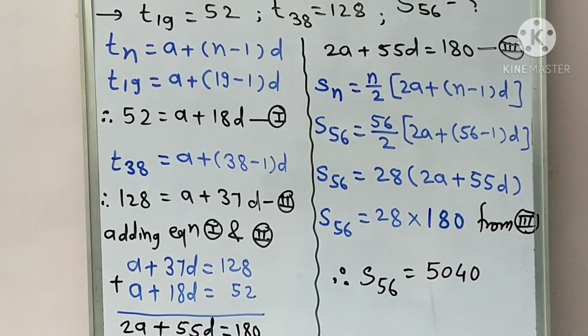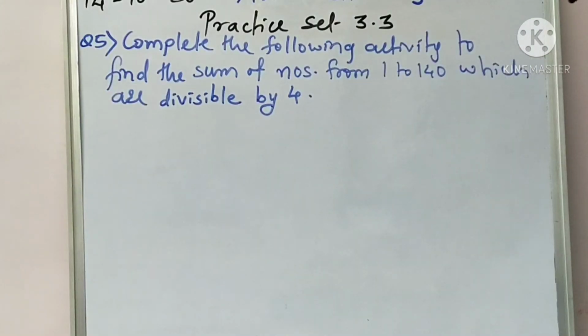Okay students, the fifth question is: complete the following activity to find the sum of numbers from 1 to 140 which are divisible by 4. Okay, so as you see in the textbook on page number 72, as an activity the sum hint is given. So see here, pay attention over here to how we simplify this example.